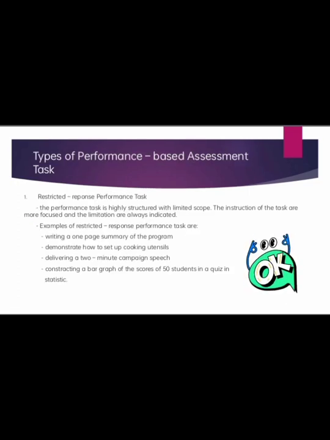There are two types of performance-based assessment tests, according to Granlund, Lane, and Miller 2009. Number 1. Restricted response performance task. The performance task is highly structured with limited scope. The instructions of the task are more focused and the limitations are always indicated. Examples of restricted response performance tasks are writing a one-page summary of the program, demonstrating how to set up cooking utensils, delivering a 2-minute campaign speech, and constructing a bar graph of scores of 50 students in a quiz in statistics.